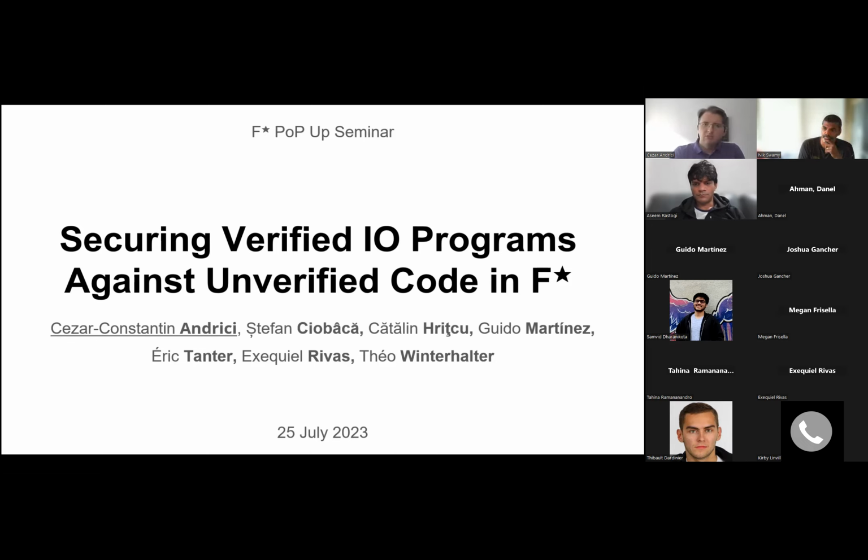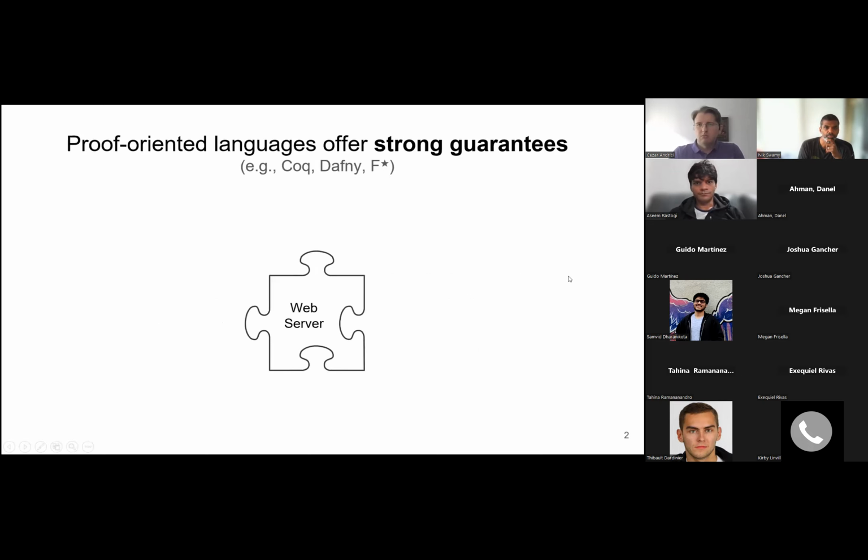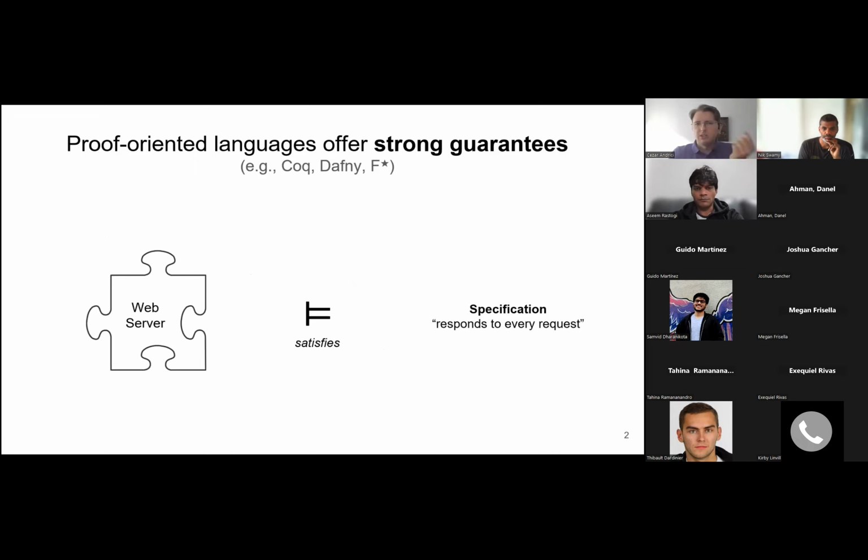Give me a second. Okay. So we use F-Star and other proof-oriented languages because they give us strong guarantees. Let's take a simple example, like we try to verify a web server, and we want to verify that this web server satisfies a specification such as that it responds to every request.